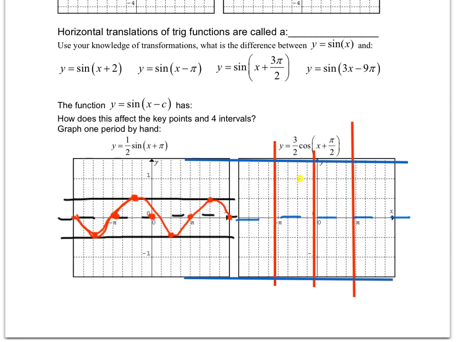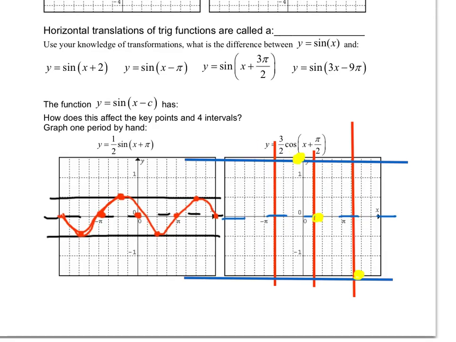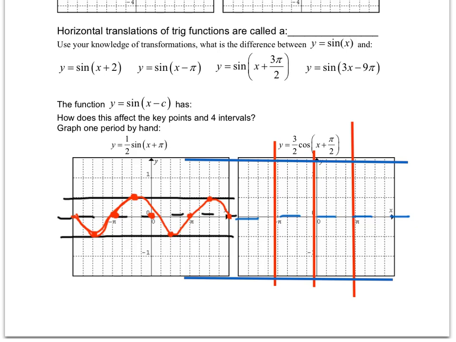So at negative pi over 2, I'll be at 1. And then cosine goes to the middle. Sorry, let's go back with that. That should be 3/2 at negative pi over 2. And then cosine goes to the middle, and then down to the basement. Sorry about that. Let's try this one more time.